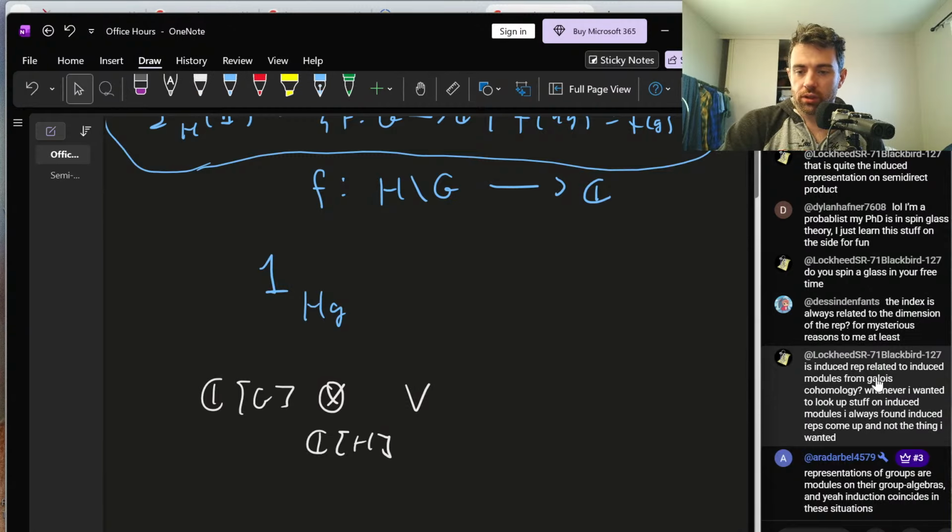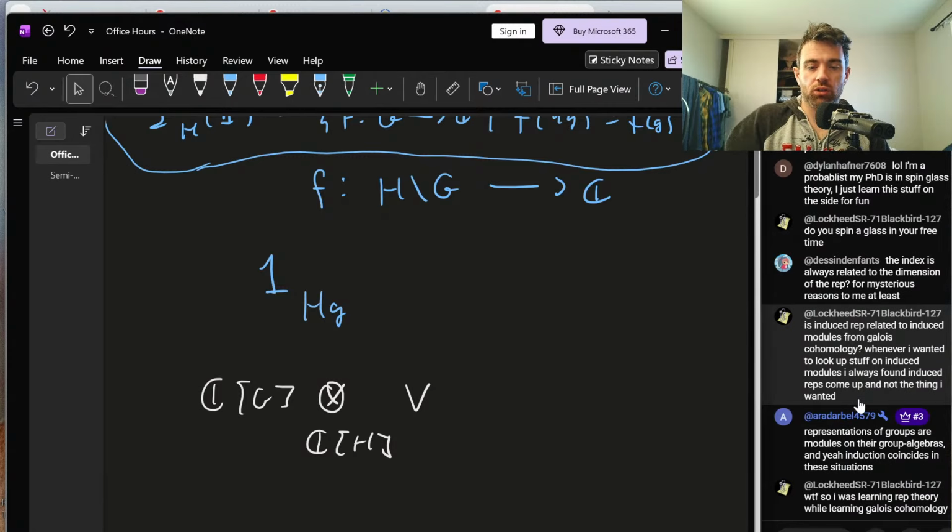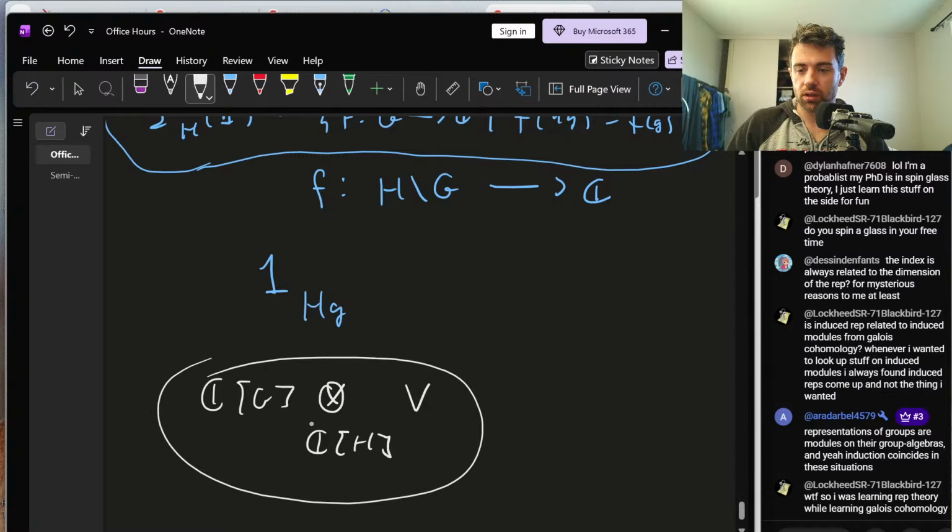Is induced representation related to induced modules from Galois cohomology? Kind of, right? Yeah, I mean, through this equivalence of categories, you do have like a tensor product thing. You wanted to look up stuff on induced modules. You always found induced representations come up. Not the thing I wanted. Representation of groups, R modules on their group algebras, yes. And induction coincides in these situations, yeah. So you're learning representation theory while learning Galois cohomology? Kind of.